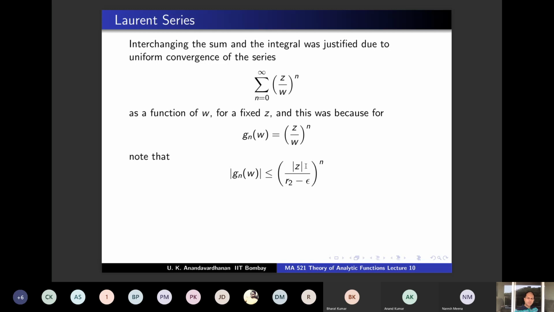Therefore, the sum of this is absolutely and uniformly convergent, and therefore the sum of this as a function of w is absolutely and uniformly convergent. Okay, so this was the proof. So this is taking care of F2.